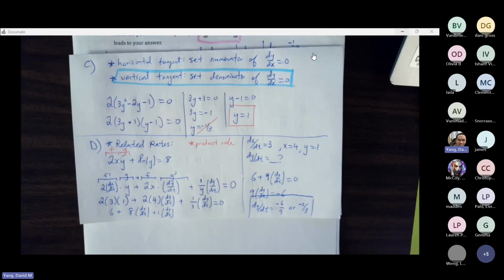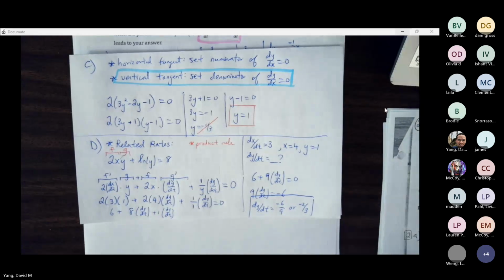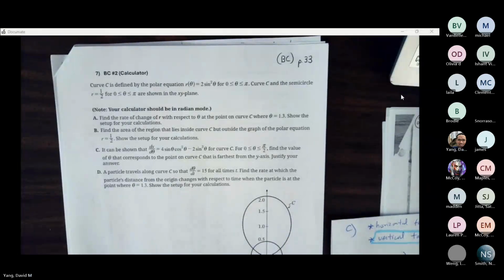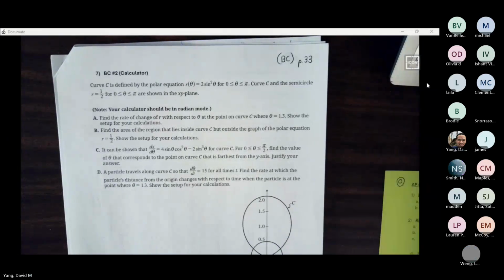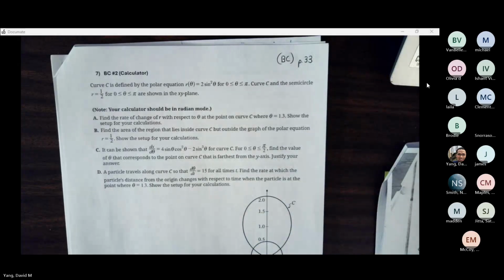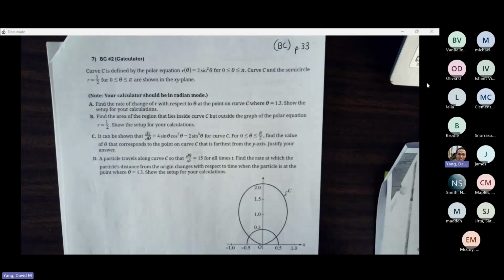So I'm going to shift over to the BC problems from 2025. All right, so this is page 33 in your packet 7, number 7.